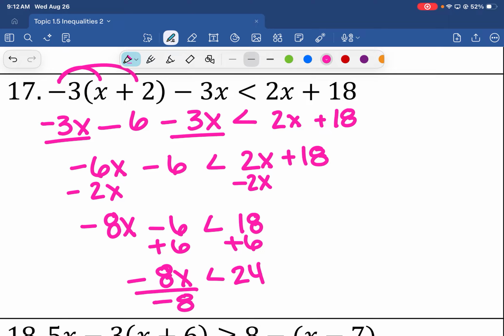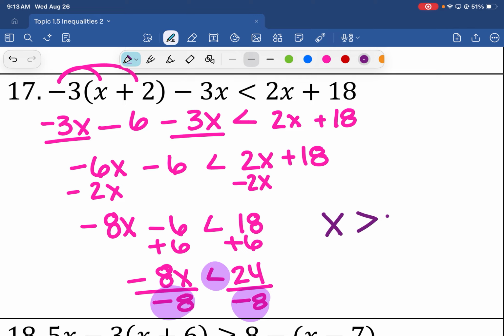And infinity will always get a parentheses. Every single time. It'll never not get a parentheses because infinity is something you can equal. No. Okay.